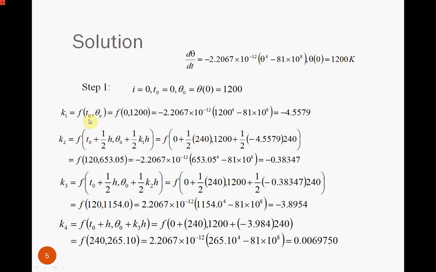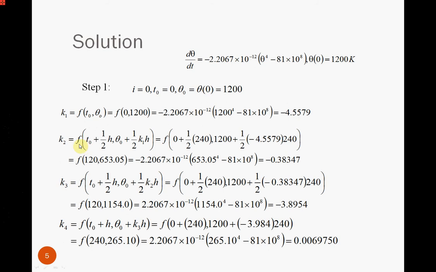So it's f of t0, theta0, the temperature. So that's 0 and 1200. So it's 2.0, there's the constant, the multiplying factor. There's the temperature, theta to the 4. So that's our initial. That's 1200 to the 4 minus 81 by 10 to the 8, and that gives us a number. So that is our first slope.